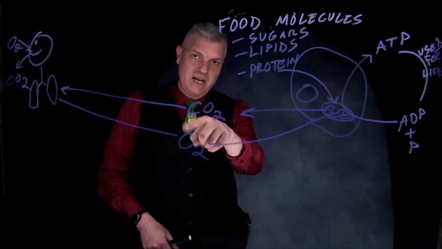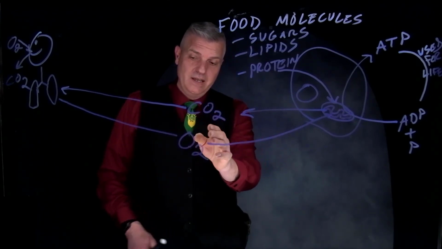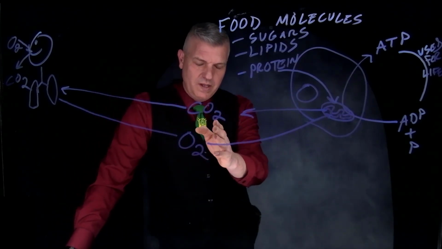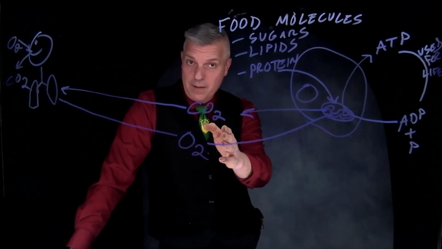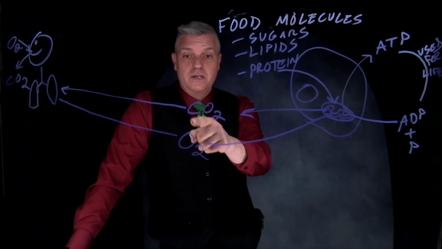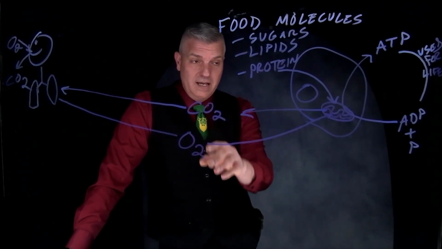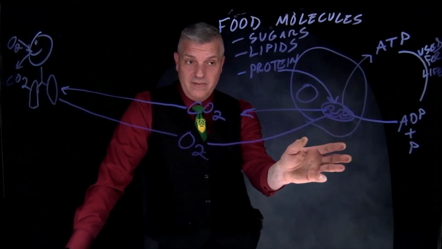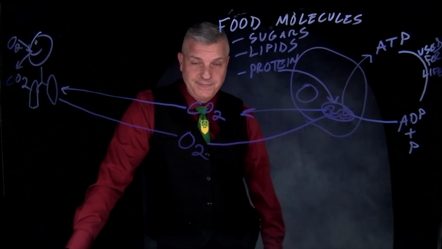Here's the CO2 and oxygen in the bloodstream. Internal respiration is the exchange of gases between the blood in the capillary beds in the tissues and the tissues where the cells live. That's internal respiration.